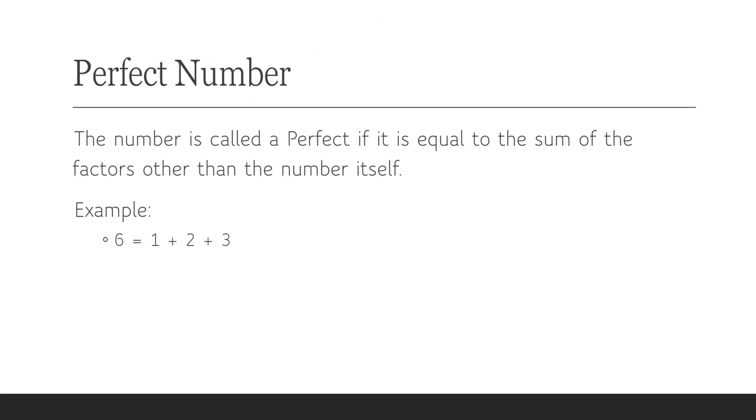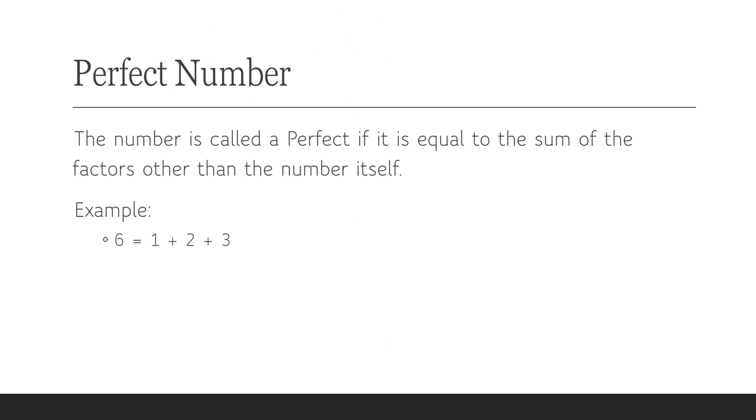A number is called perfect if it is equal to the sum of the factors other than the number itself. That means you are going to accept a number and start dividing it from 1. You are going to continue till the number minus 1, that is, you are going to exclude the number. Excluding the number, you start dividing from 1. If it is divisible, then you call it a factor.